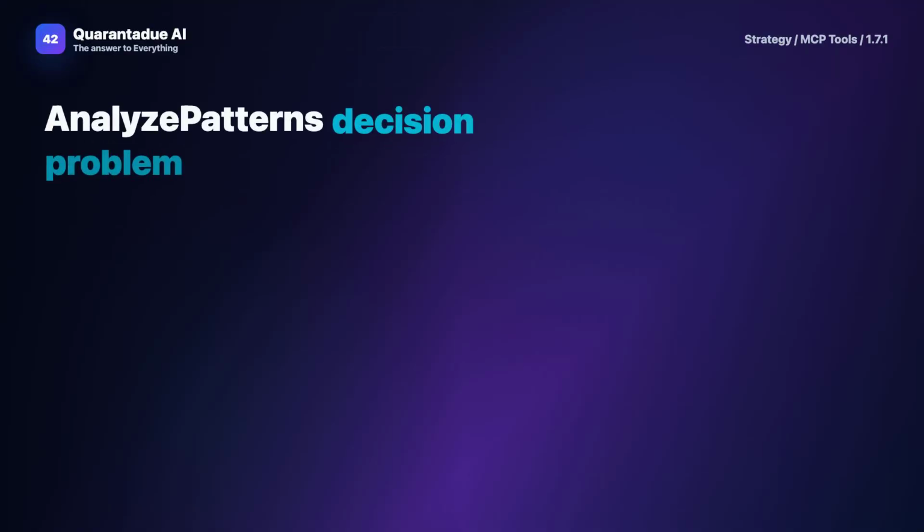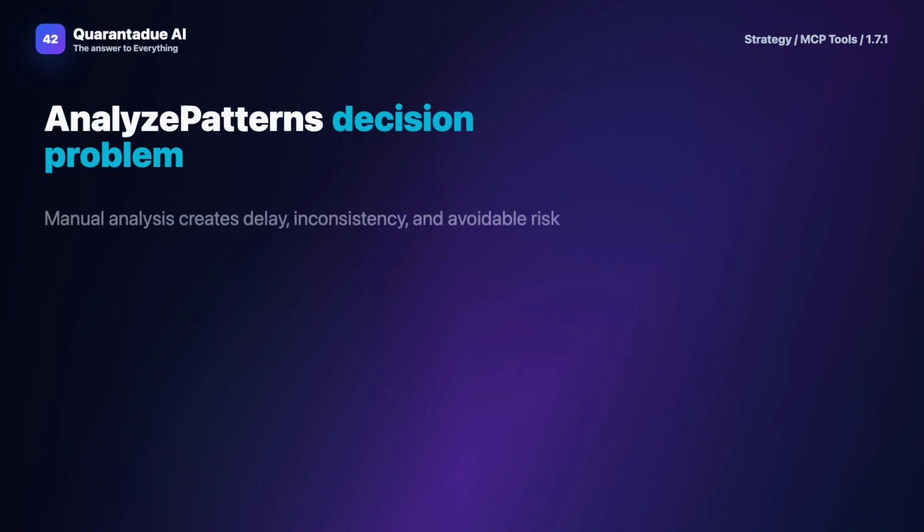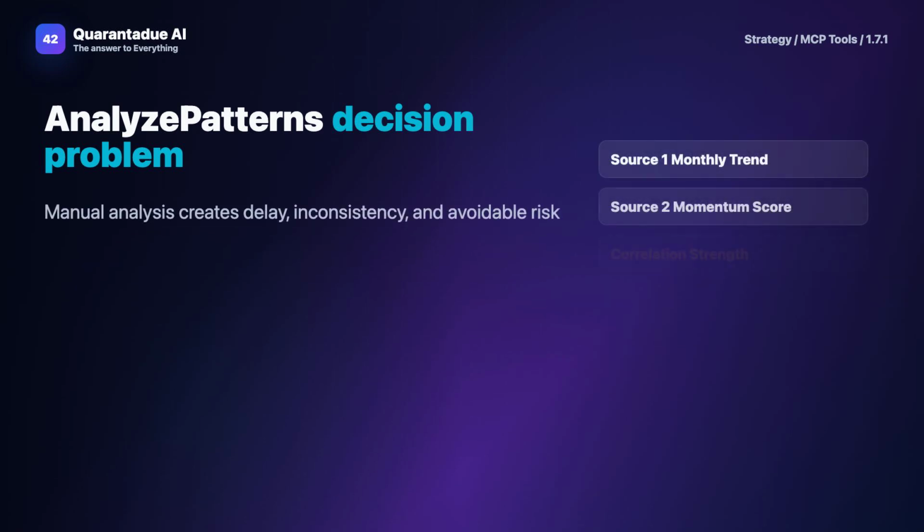Analyze Patterns starts with a defined input contract. Typical inputs include Source 1 monthly trend, Source 2 momentum score, correlation strength, time alignment, and volatility factor. Keeping these fields explicit reduces ambiguity and makes every run easier to audit.